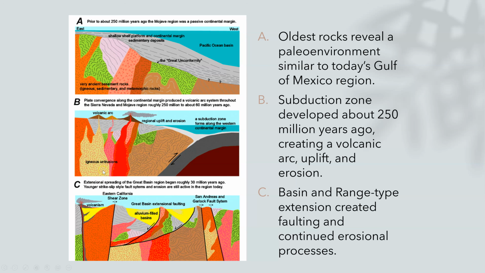Lots of volcanic intrusion. And then from then we see extensional spreading of the Great Basin region, which began about 30 million years ago. There's a younger strike-slip fault that creates the San Andreas fault system. We also have the Garlock fault system, which is a left lateral strike-slip fault. And then we do see a lot of alluvium start to fill in these basins, and very little volcanism to the east.